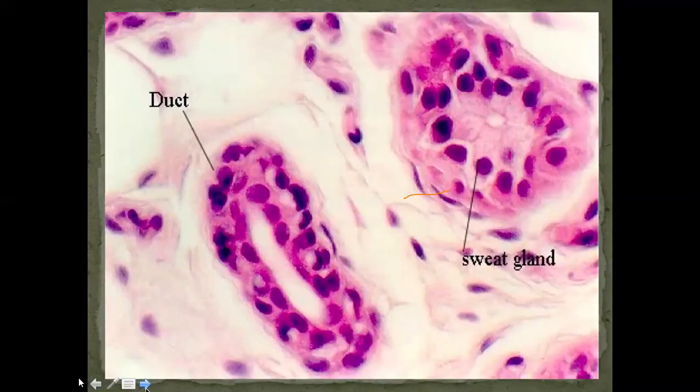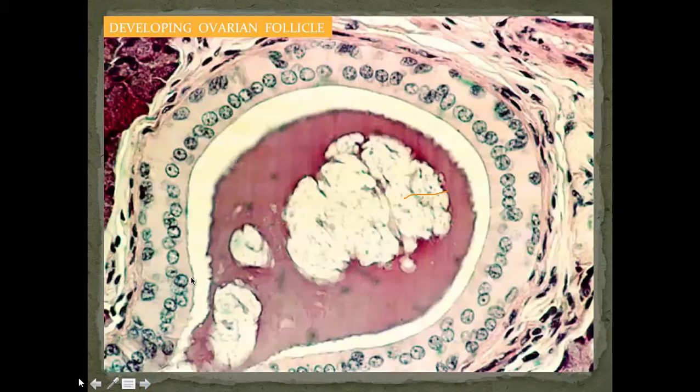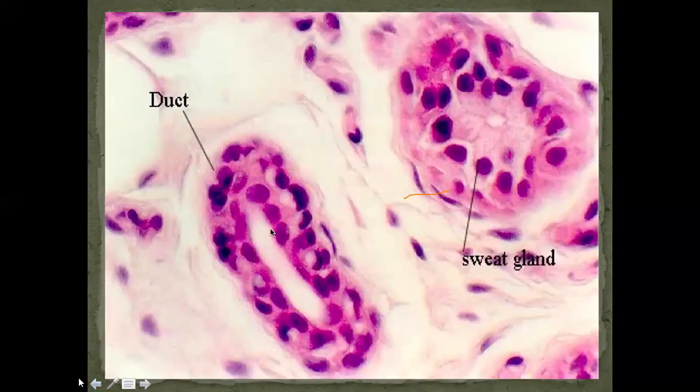Another example of stratified cuboidal. Here you can see a gland and another gland. Two layers of cells, and the shapes are cuboidal. That's why it is called stratified cuboidal.